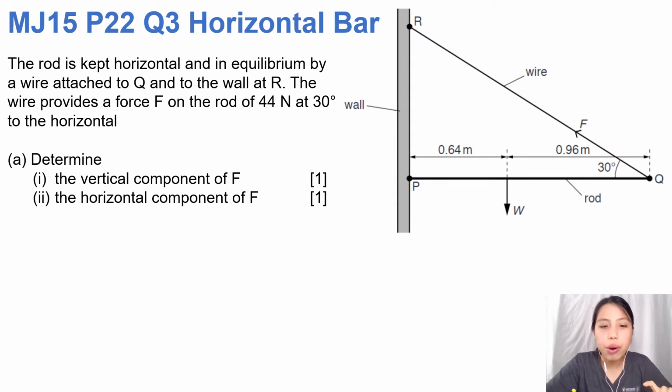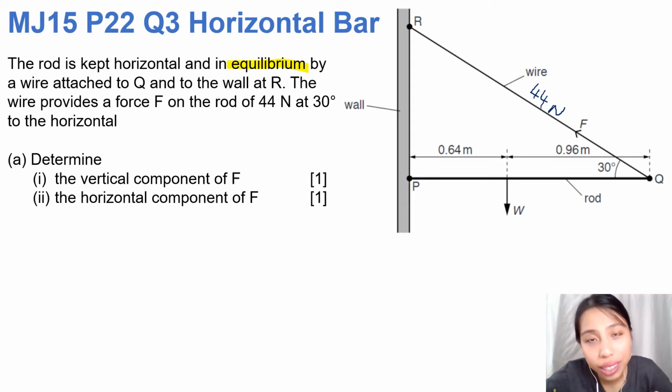Okay, the rod is kept horizontal and in equilibrium. Ring the bell: conditions for equilibrium. The wire provides a force to hold up the whole thing, so let's label it 44 newtons. They're asking what is the vertical component of F and the horizontal component of F.